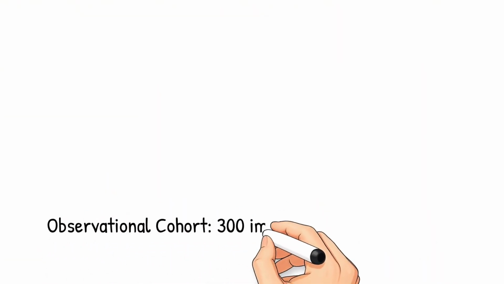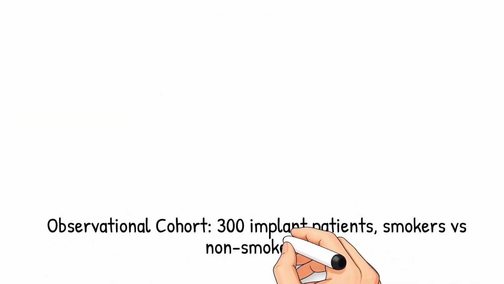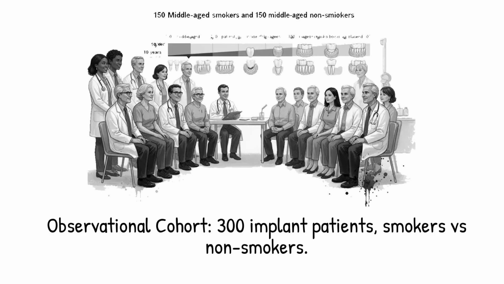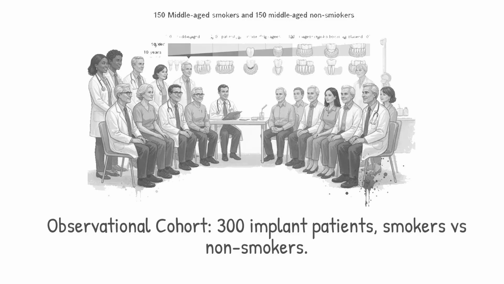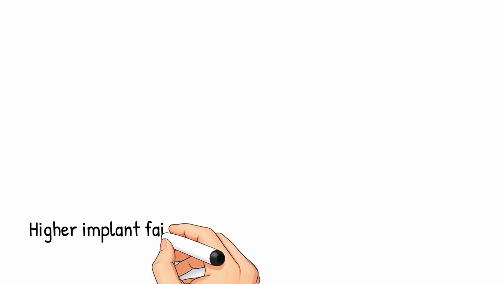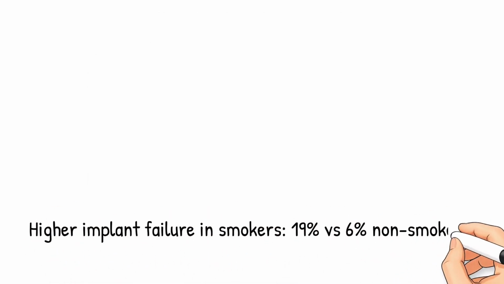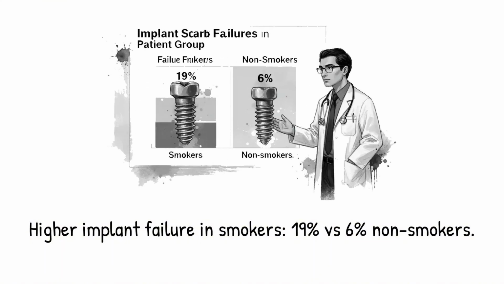Observational cohort example. A research group follows 300 patients who received implants in 2015, 150 smokers and 150 non-smokers, with annual assessments for 10 years. Result: implant failure occurred in 19% of smokers versus 6% of non-smokers. The researcher did not ask anyone to smoke. They observed what happened naturally over a decade.